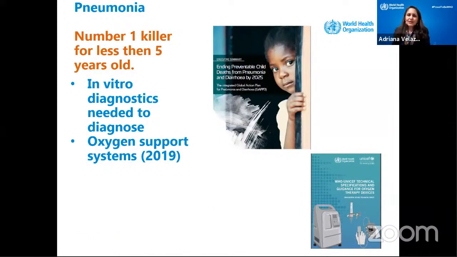We have the number 1 killer of children under 5 years old. It's pneumonia, and pneumonia is still there. So what can we do to face pneumonia? Well, first of all, we need in vitro diagnostics to diagnose if it is bacterial or viral pneumonia. We need oxygen support systems. And in 2019, along with UNICEF, we developed the technical specifications for oxygen therapy devices. And the idea was really to increase the availability of oxygen as an essential medicine in the world.